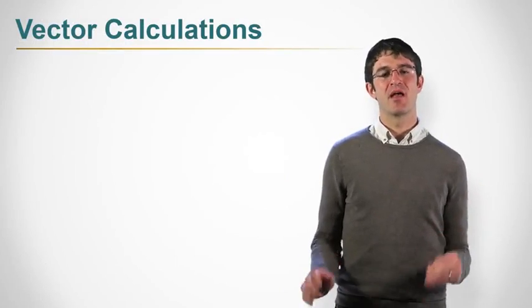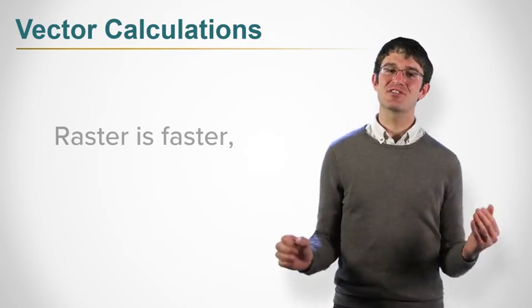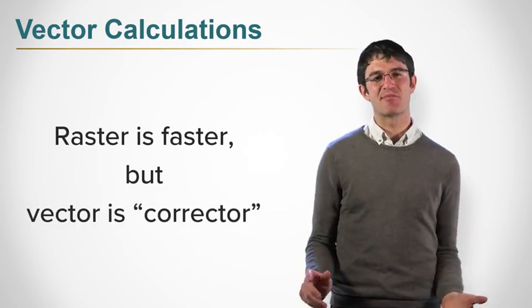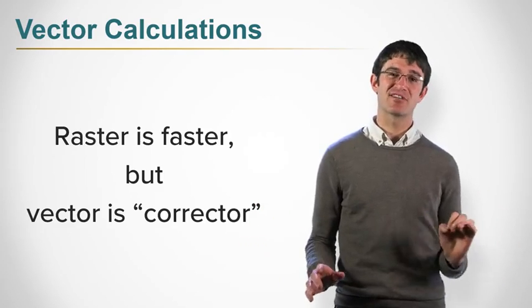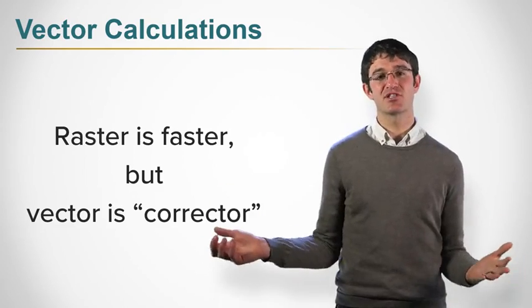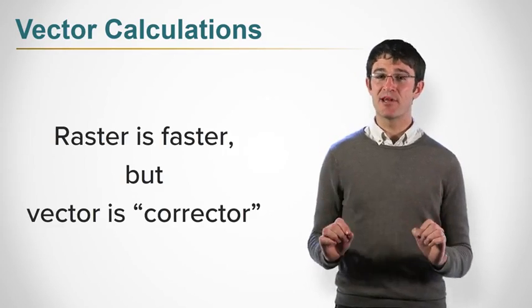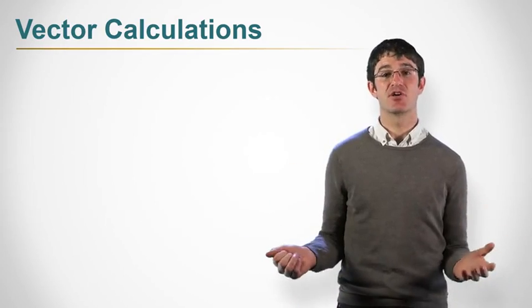There's an old saying that's quickly becoming outdated that says, raster is faster, but vector is correcter. The main point of this statement being that raster calculations often finish more quickly, and while vector data is more complex, it's often more accurate. As with most generalizations, this phrase has its limits. But what it does point us to is the idea that vector calculations are precise, but harder to do.